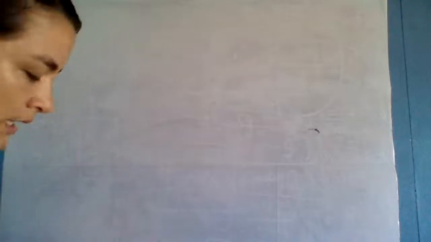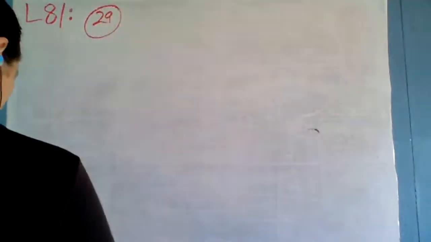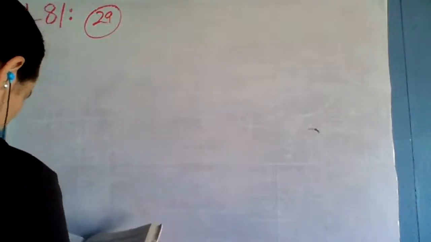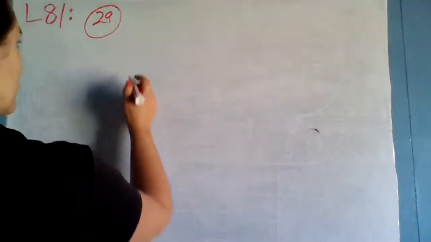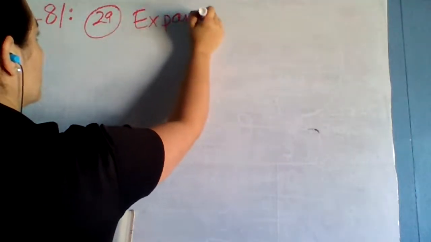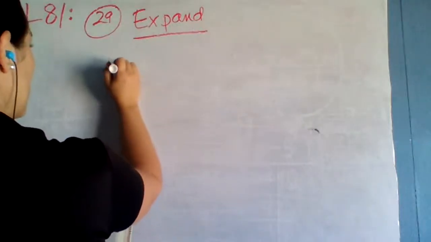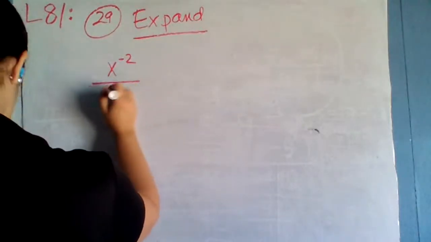So let's do 29 now. 29 says, oh, that's the one of expanding. Notice that it says expand. Some of you try to simplify in weird ways, and we're not doing that. We're expanding.